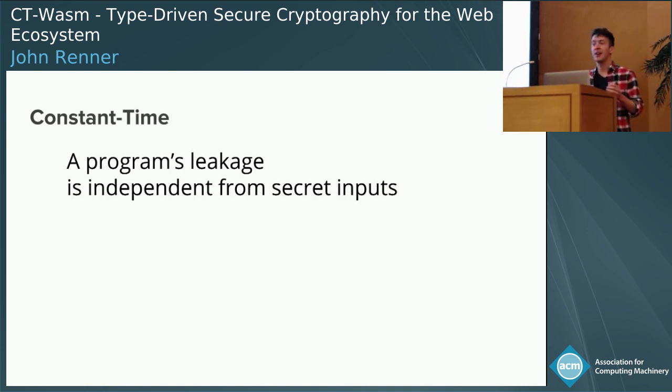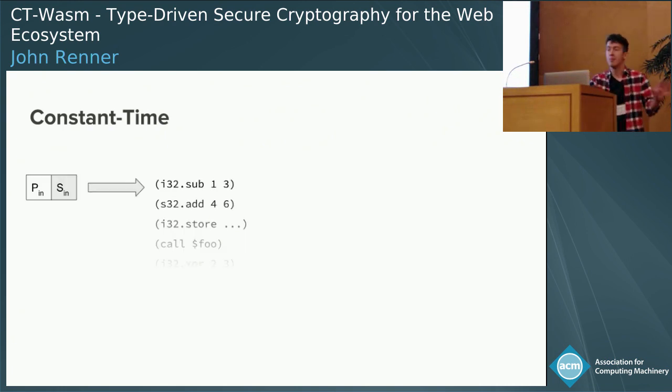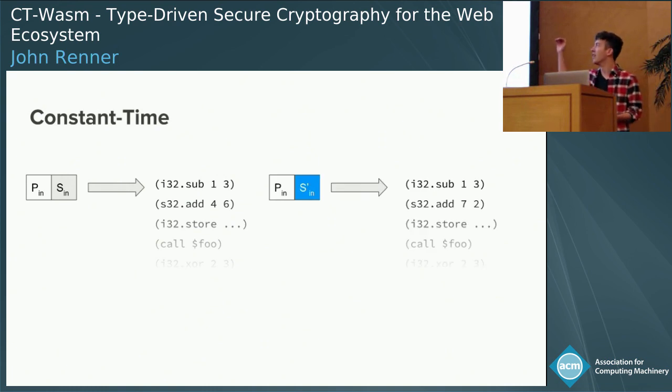So now, rather than talking about output bytes, we're going to talk about program traces. And we're going to say for a given set of public inputs and secret inputs, we get a program trace. If we shake up the secret inputs, we'll get a different program trace. And the trace is just a list of operators and operands.